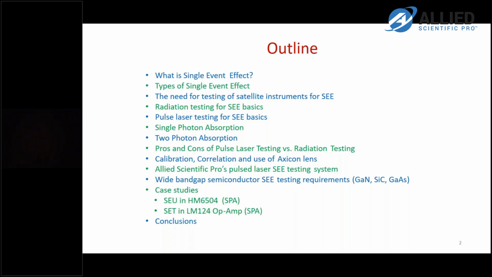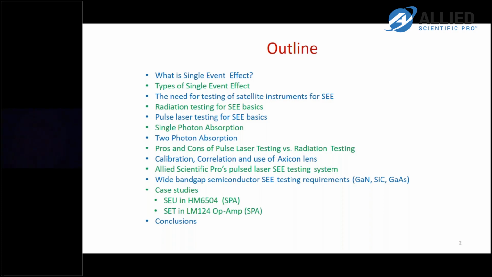There's radiation testing, which I'm sure many of you are familiar with, in a particle accelerator, and then the pulse laser testing, which is what we offer. There are different modes, the single photon absorption and two photon absorption for the optical method. And we can also discuss the pros and cons of pulse laser testing versus radiation testing. Then we'll talk about the Axicon lens, which is a new topic in this SEE community, and calibration correlation. And then we'll describe the Allied Scientific Pro's pulse laser SEE testing system.